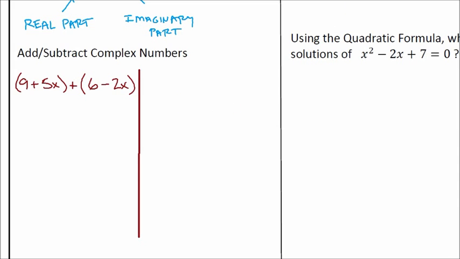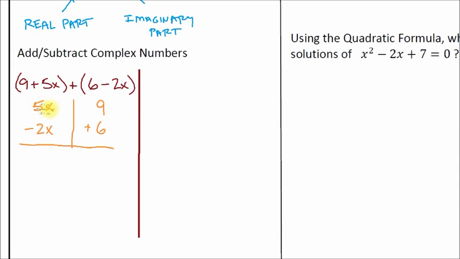Let's go ahead and go through our normal procedure for adding polynomials. We're going to group like terms. So I'm going to do this in the vertical method. I've got a 5x here, that's a positive 5x, and then I've got a positive 9 over here. Adding a polynomial means the signs all stay the same. That's a positive 6, that will go here, and then I've got a negative 2x, that's going to go here.